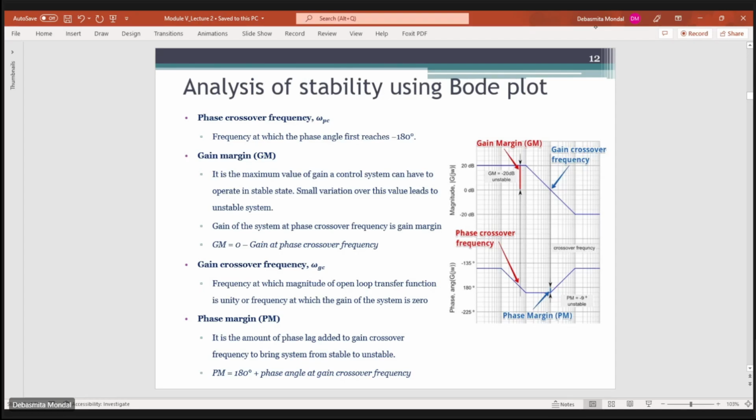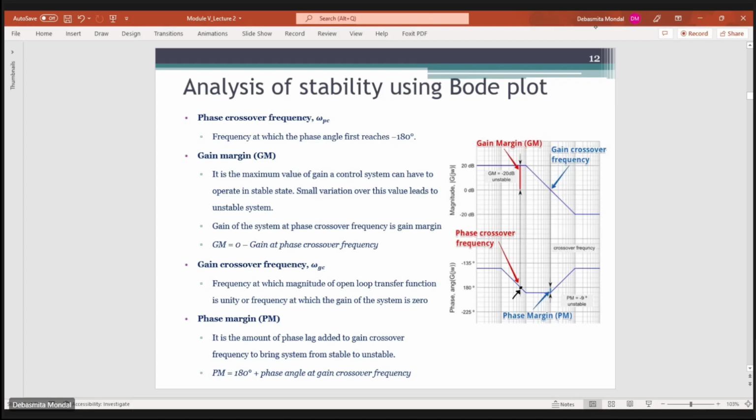Okay, so let us say that this is how your Bode plot looks. This is the magnitude plot and this is the phase plot. First of all, we will identify two frequencies. The first frequency is known as the phase crossover frequency, or omega PC. It is the frequency at which the phase angle first reaches minus 180 degrees. So let's say for this curve, the phase angle reaches minus 180 degrees at this point. This will be my phase crossover frequency.